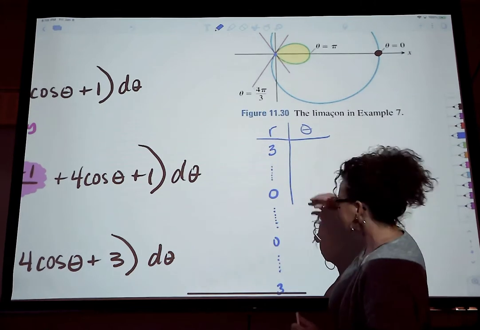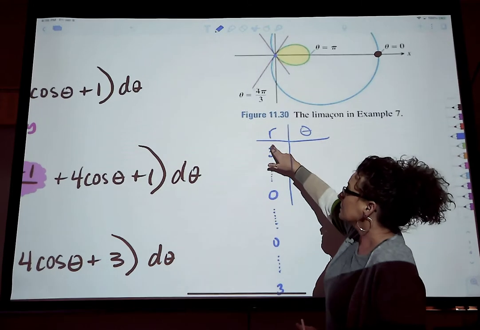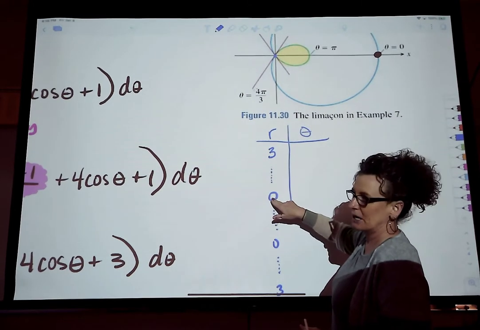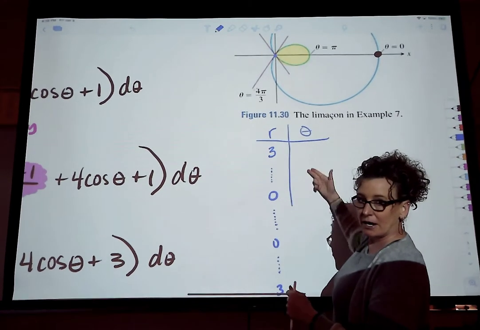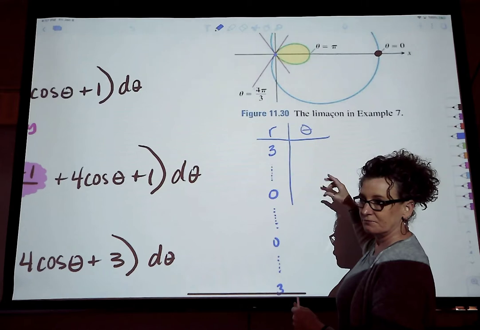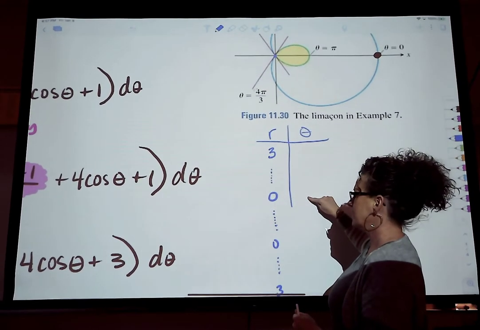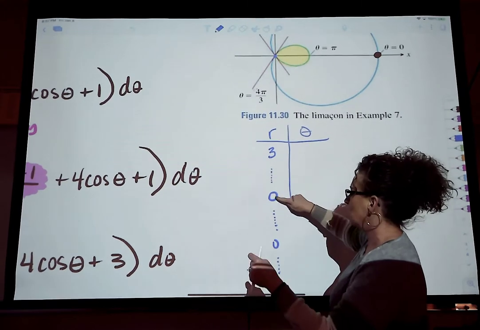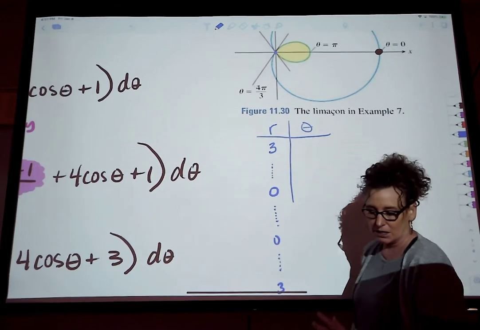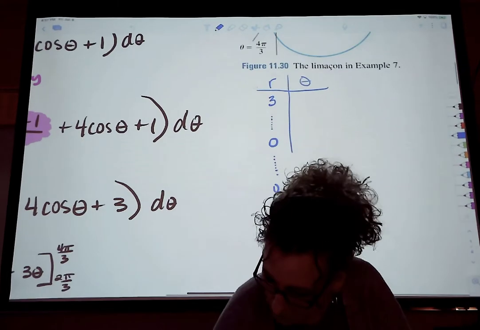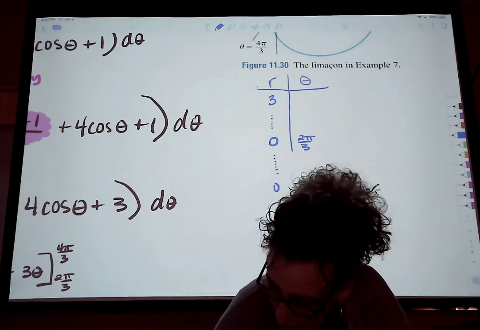Anyway, you can see that when theta is 0, R starts out being 3. I would like to find out the first time that R becomes 0, what's that angle measure? And if delta theta is pi over 12, you can figure out what this angle measure is. That's when we're going to start it. And then when is the next time that R is 0? That's where we're going to stop it. And if you look that up in your graphing calculator, it looks like it starts at 2 pi over 3 and stops at 4 pi over 3.